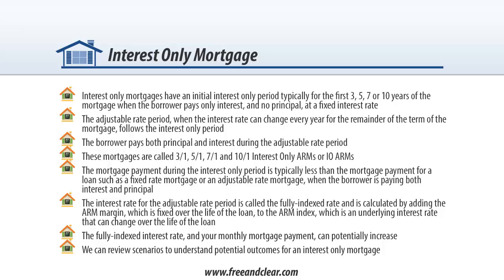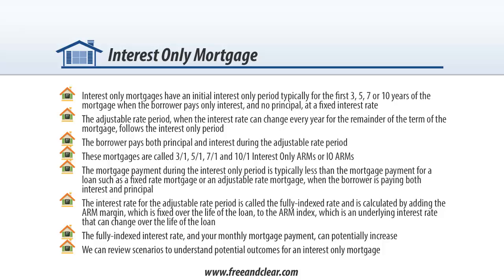The interest rate for the adjustable rate period, which follows the interest-only period, is called the fully indexed rate and is calculated by adding the margin, which is fixed over the life of the loan, to the index, which is an underlying interest rate that can change. This means that the fully indexed interest rate and your monthly mortgage payment can change and potentially go up over the life of the mortgage.